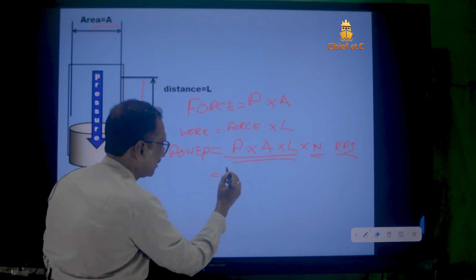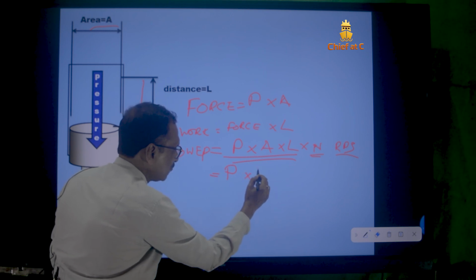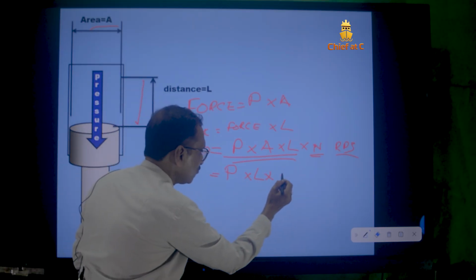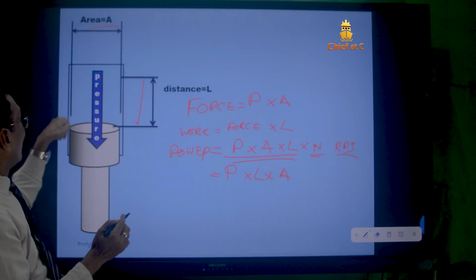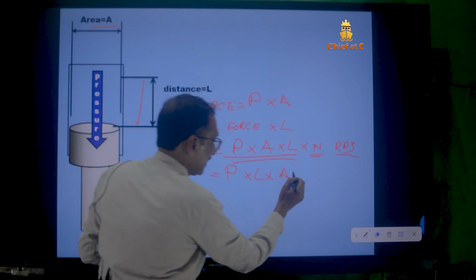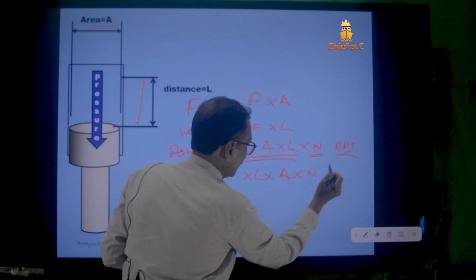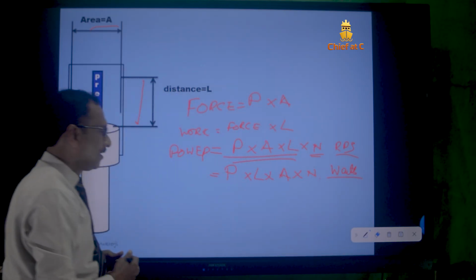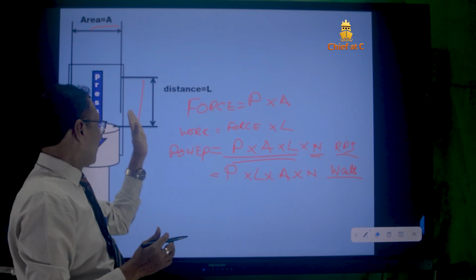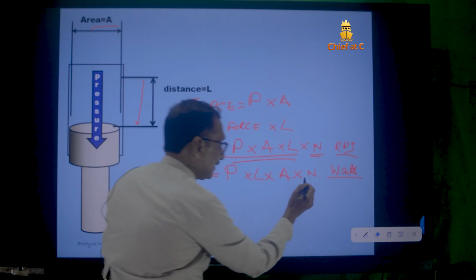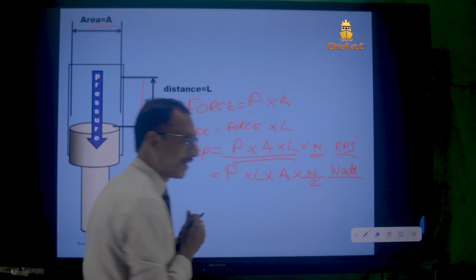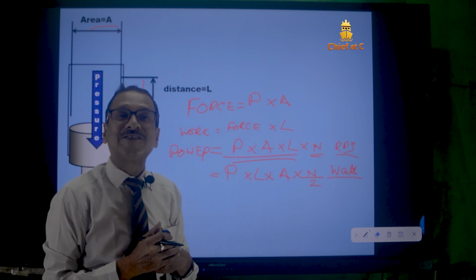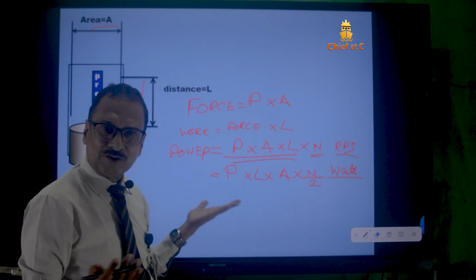Let us simplify: pressure into the distance which it is traveling, which is called the stroke length, into area of the piston over which the pressure is acting, into the revolutions per second, in watts. This is the formula for power. But if the engine is a 4-stroke engine, then we divide the revolutions per second by 2, because in a 4-stroke engine, every alternate revolution is a power stroke. So this said and done.